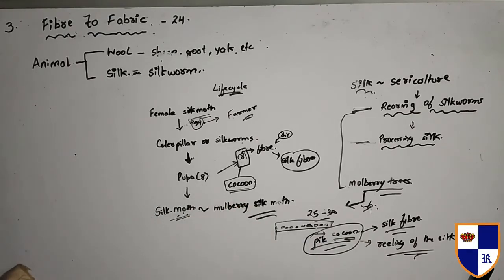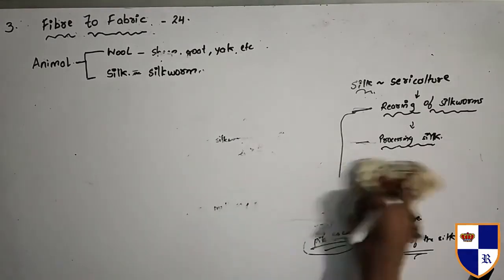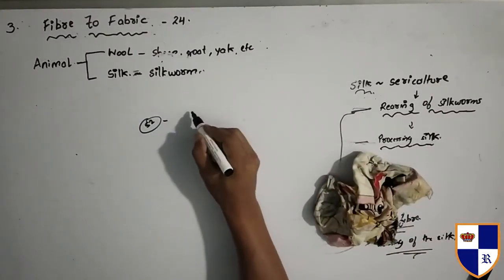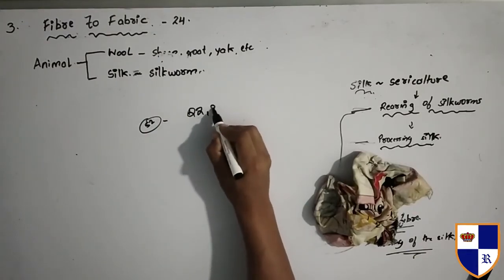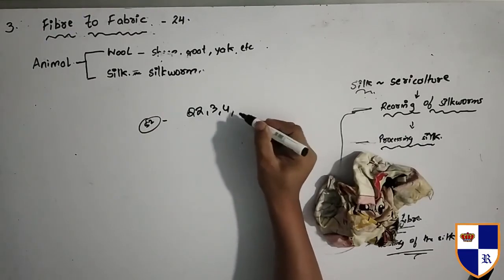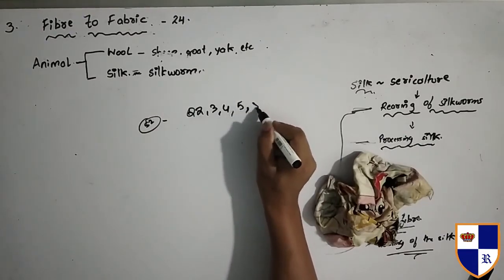So this is what we can study in this class. Okay. So for your assignment, please turn to page number 32 of your textbook. Please try to do question number 2, number 3, number 4, number 5, and number 8.